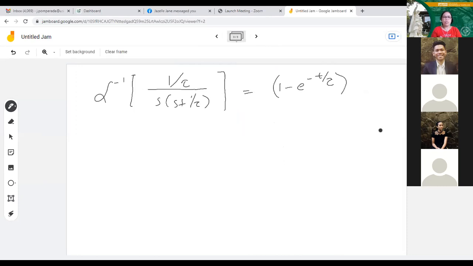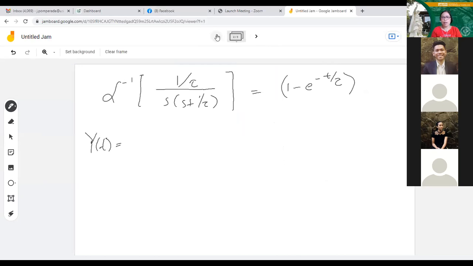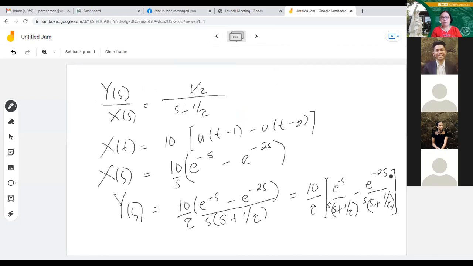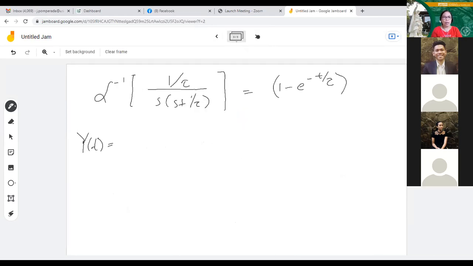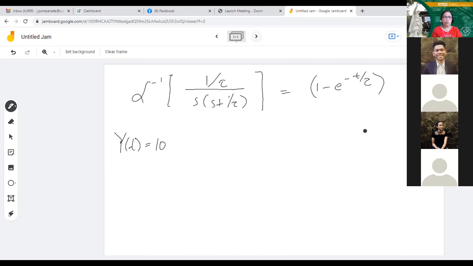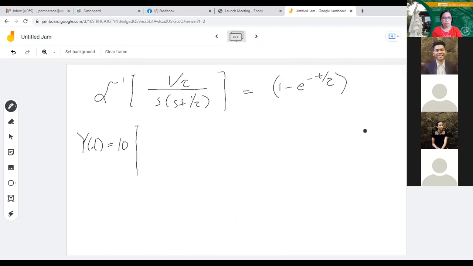So what do you mean, Miss Ali? Your y of t then is equal to, okay, remember I placed this 1 over tau in the numerator already. So I will be left with the 10. So I place here the 10. For this first term, which has the e raised to minus s, this is what I'm going to do. I will have 1 minus e raised to negative, so that t will be t minus 1, over tau. This entire expression will be multiplied to u of t minus 1. That's our process.